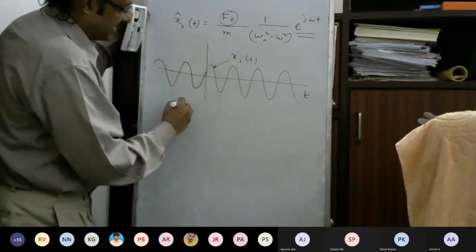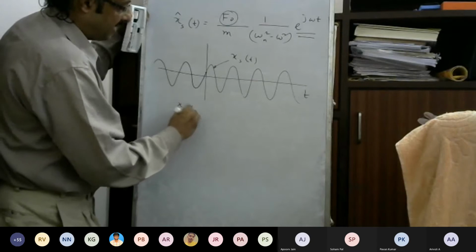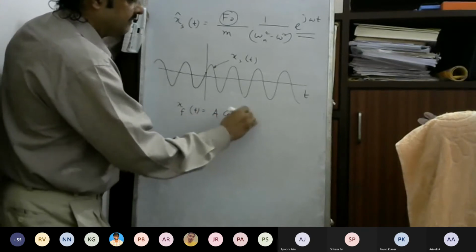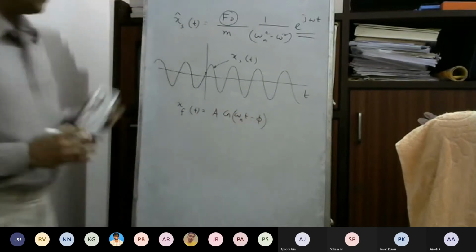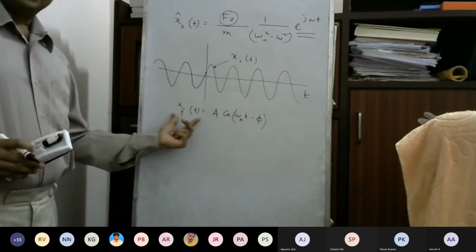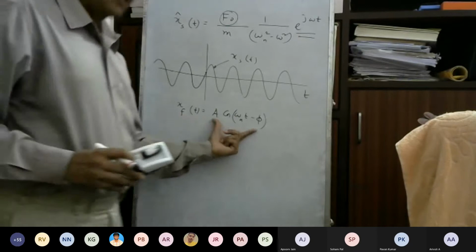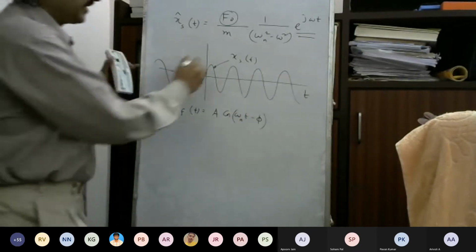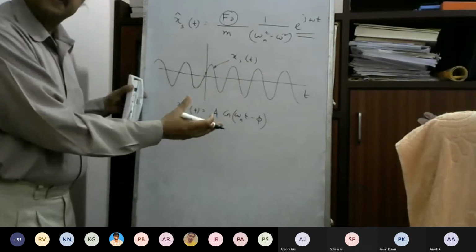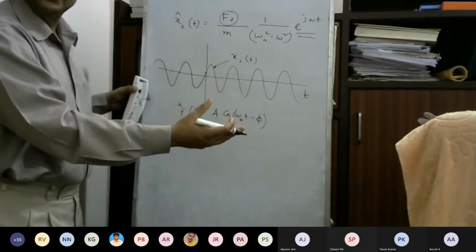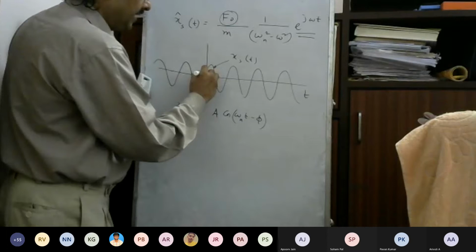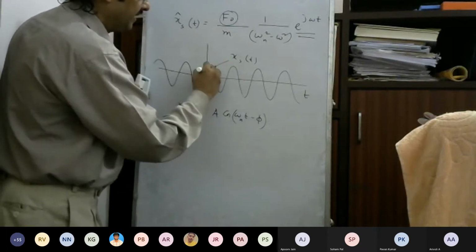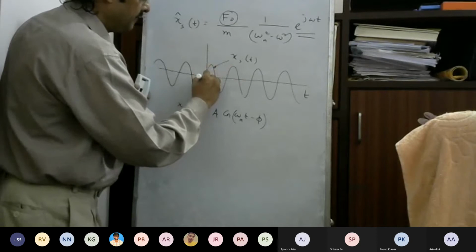So the contribution of the initial condition comes from the free vibration part, which will be A cosine of omega n t minus phi. This free vibration part will come, and its contribution will be such that the initial condition is satisfied. With this particular solution, the initial condition may not be satisfied. In order to satisfy the initial condition, there will be another contribution, maybe here.